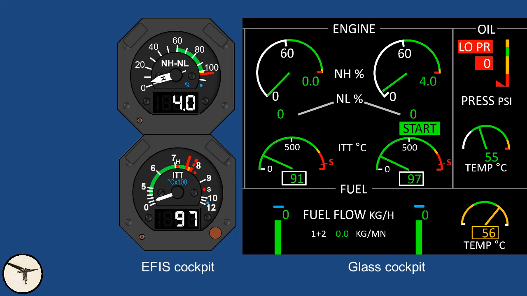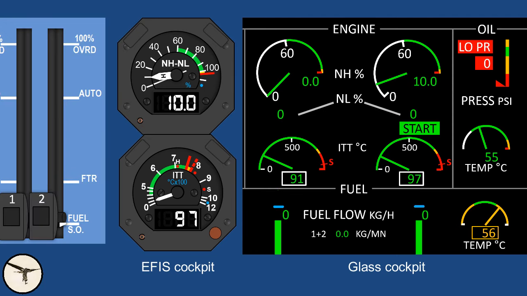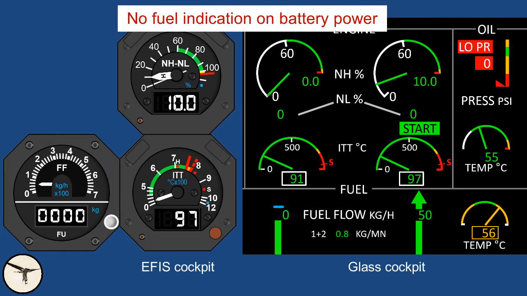At the same time, the other pilot starts the stopwatch. When NH reaches 10%, move the condition lever to feather. This opens the fuel shutoff valve and activates the ignition. However, when ITT is more than 100 degrees Celsius, you delay this action. When ITT is 200 degrees or more, you move the condition lever to feather at 20% NH.